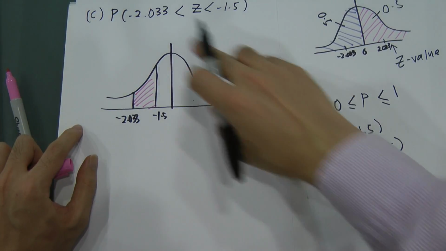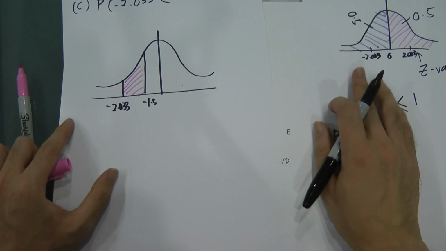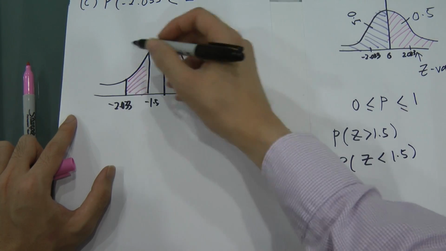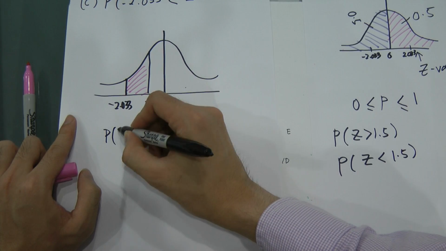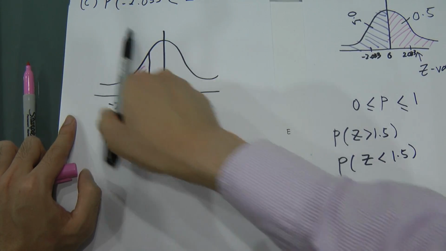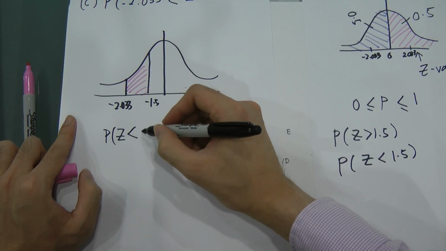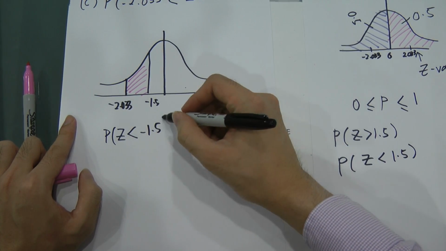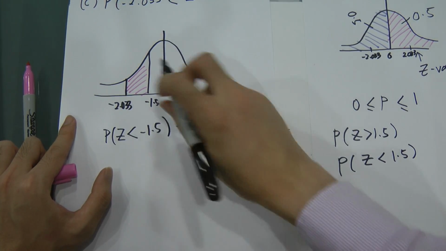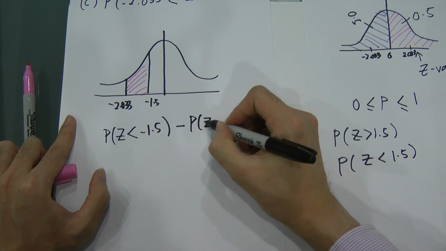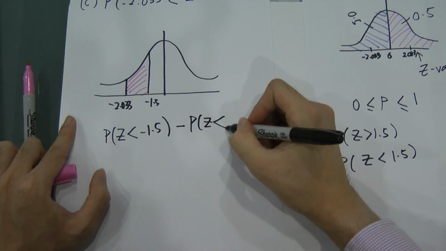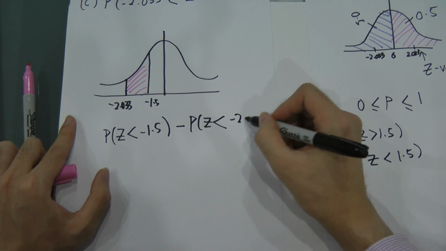When you see negative, what does it mean? If I use the whole area like this, this is called what? Probability for z, going this way, is smaller than negative 1.5. Then I minus, going this way for this one, the probability z is, going this way, negative 2.033.